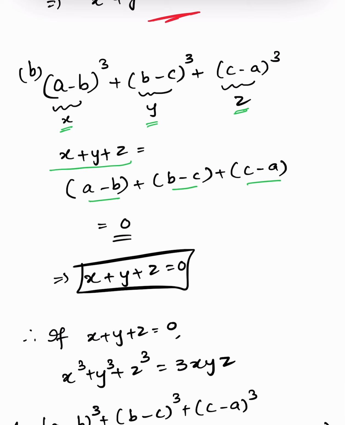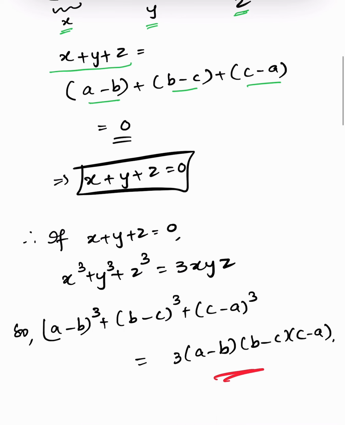So what is x cube plus y cube plus z cube here? (A minus b) whole cube plus (b minus c) whole cube plus (c minus a) whole cube is equal to 3 into (a minus b) into (b minus c) into (c minus a). So this is an application of a bit.